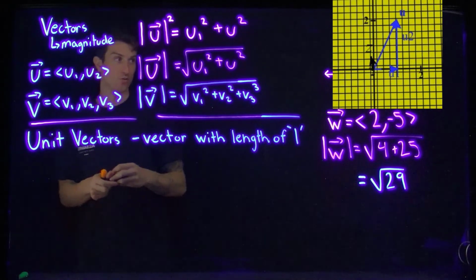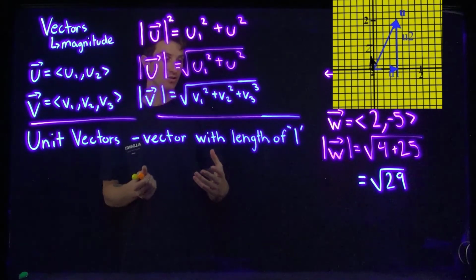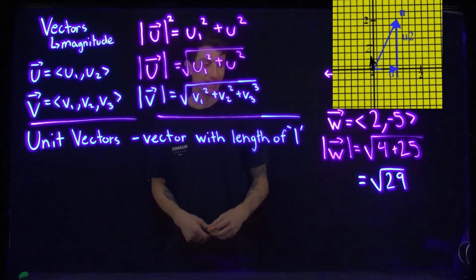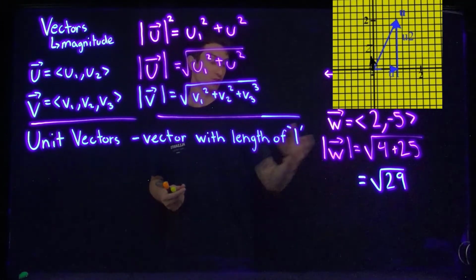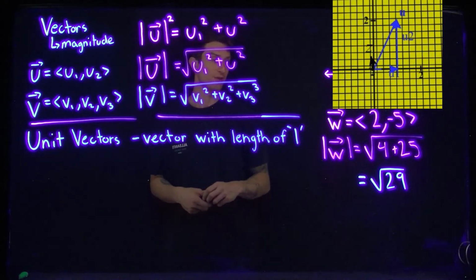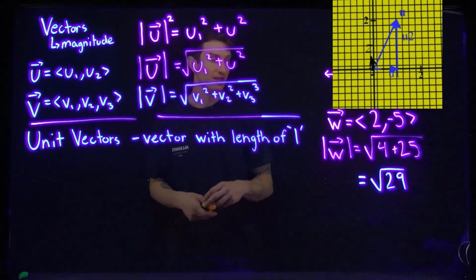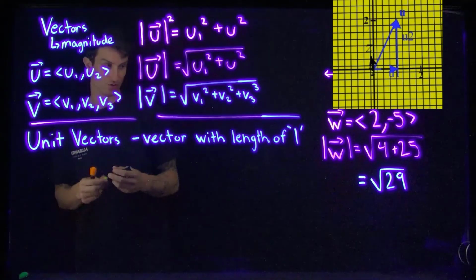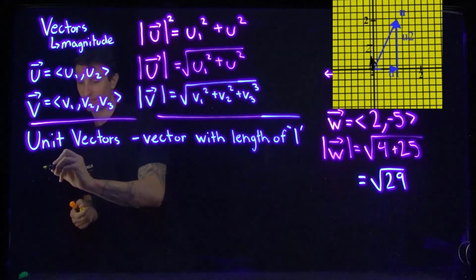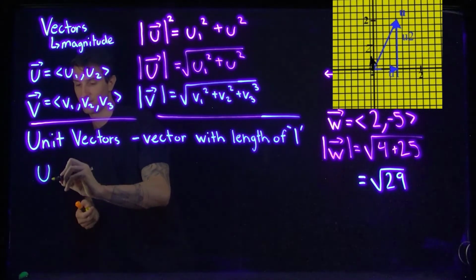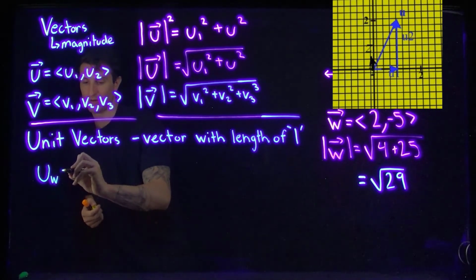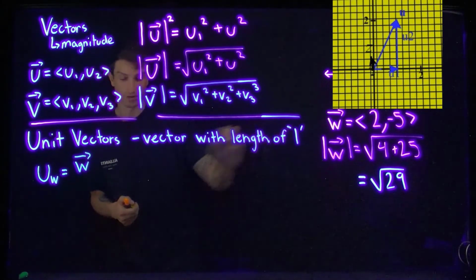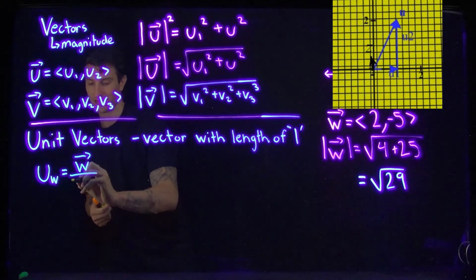How do I go about creating a vector with a length of 1? Well, if I give you a vector and I want to turn it into a unit vector, we can use the same example that we already have here. I gave you the vector 2, -5. How do I turn this into a unit vector? Well, I'm going to denote it as u sub w for unit vector of w. It's going to be equal to w, the vector w, divided by the length of w.